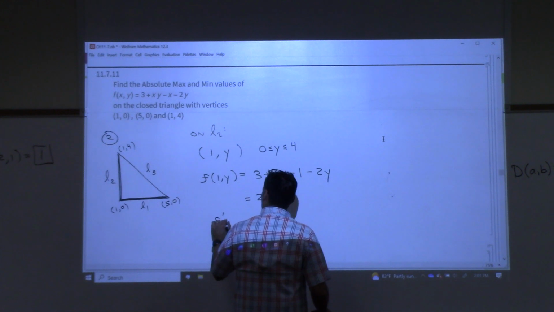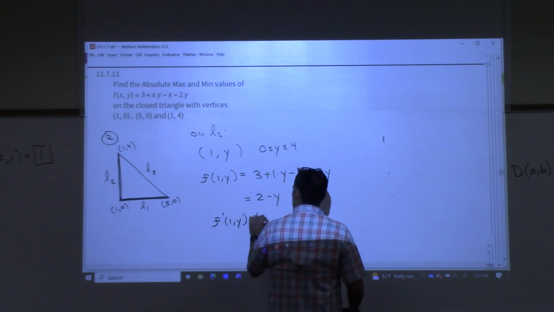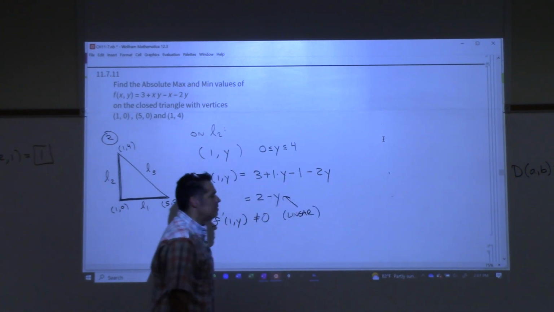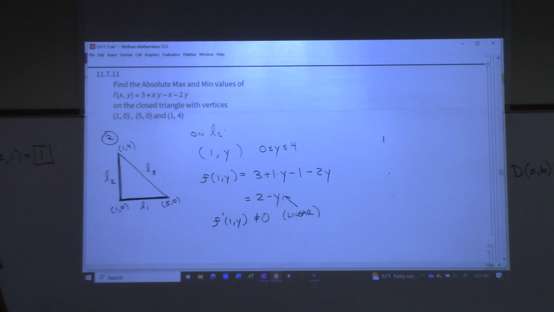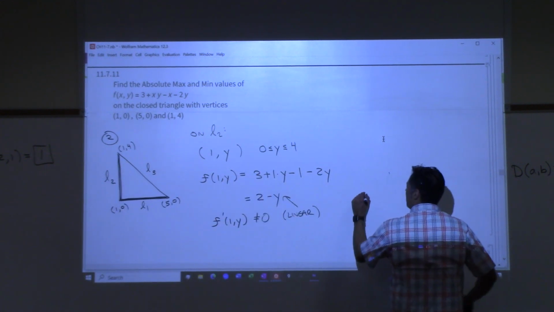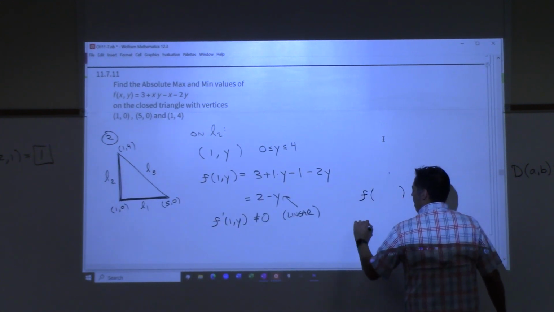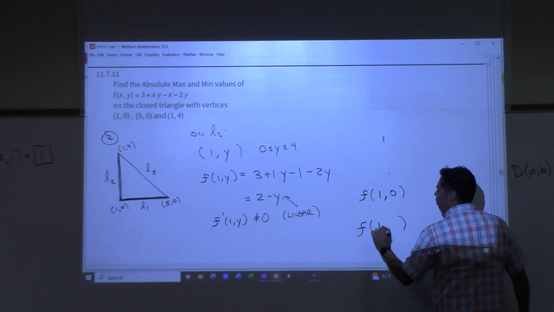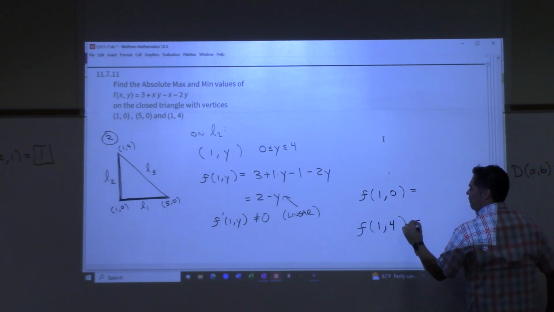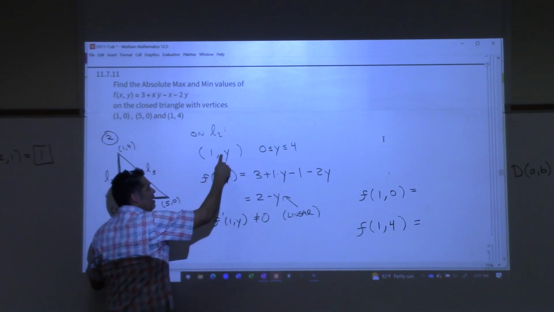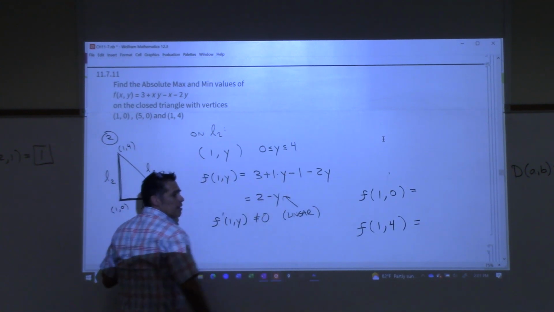F prime of 1, y will never be equal to 0 because it's linear, right? Because that's linear, the derivative cannot be 0 ever. And then I just check the endpoints. So when I say endpoints, I mean I need to check at 2 places. 1, 0, and 1, 4, right? So they both have the x-coordinate of 1, and the y-coordinates are the 2 extremes of the interval there.